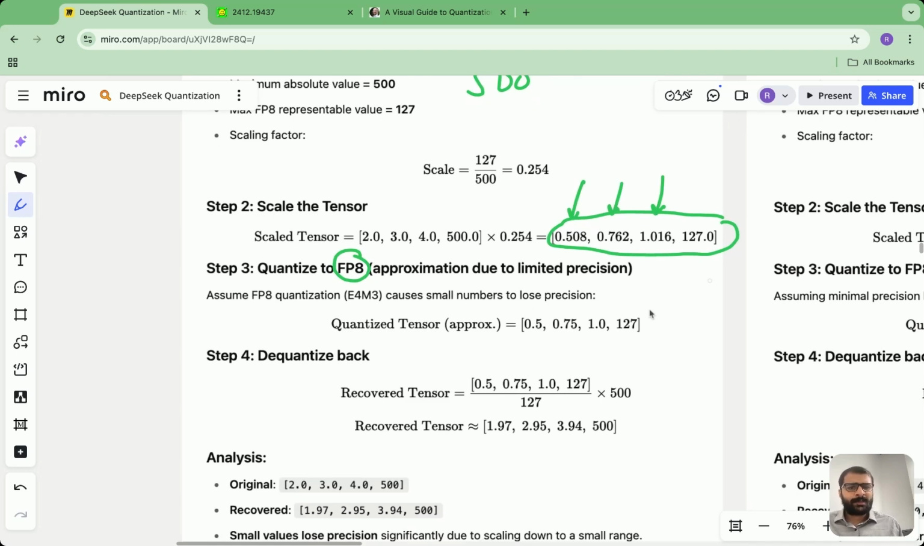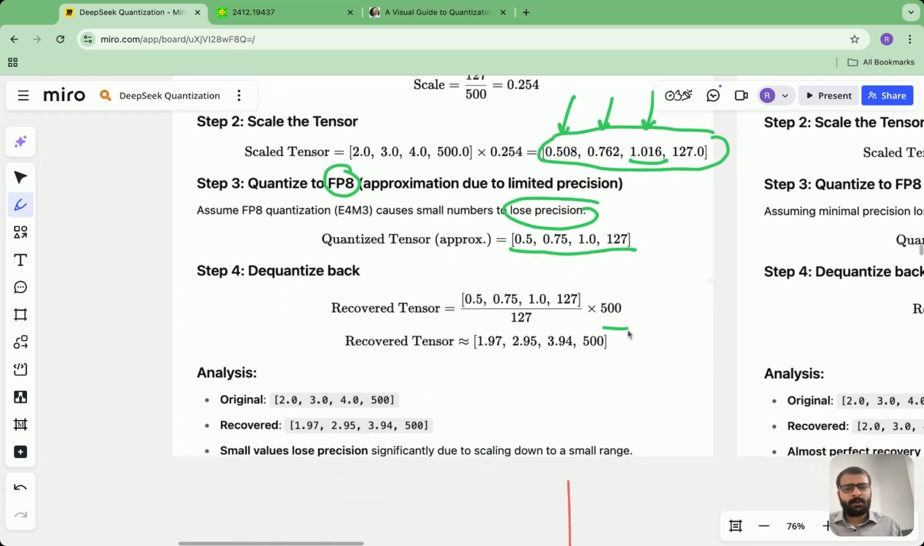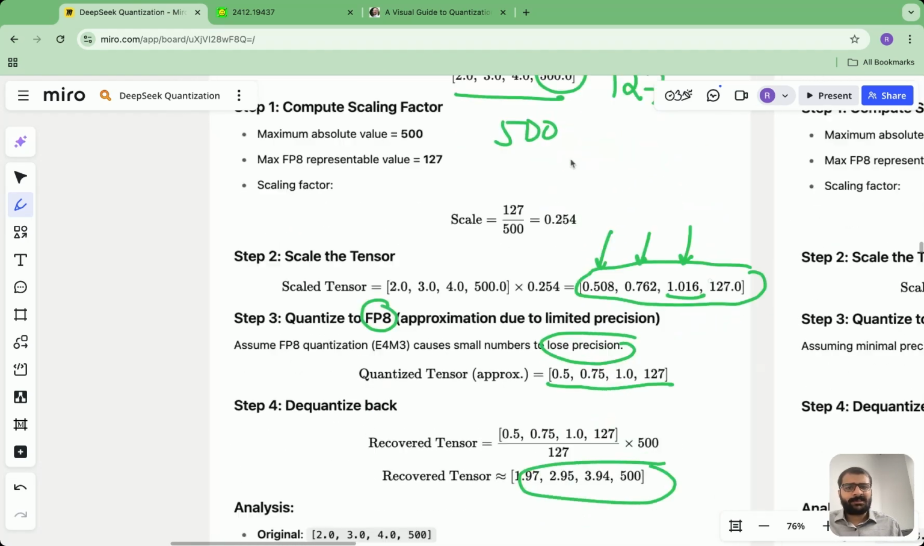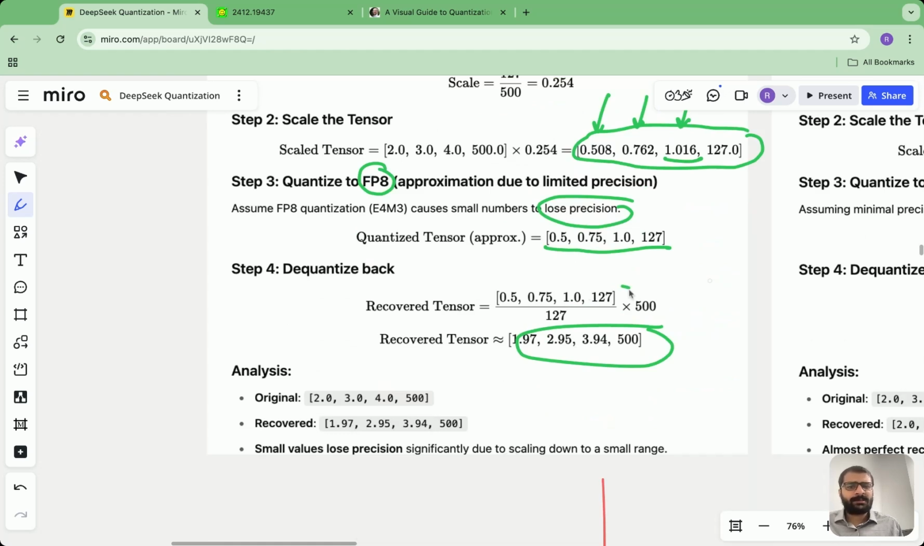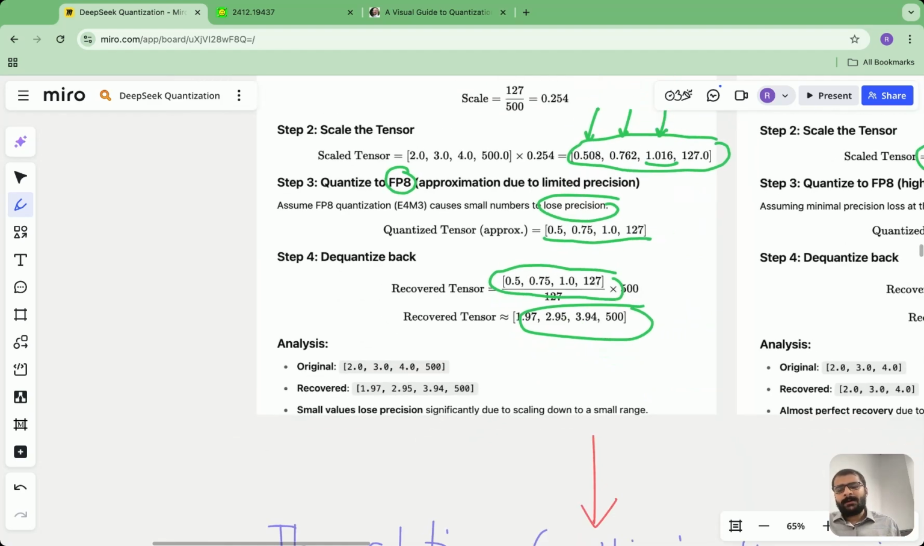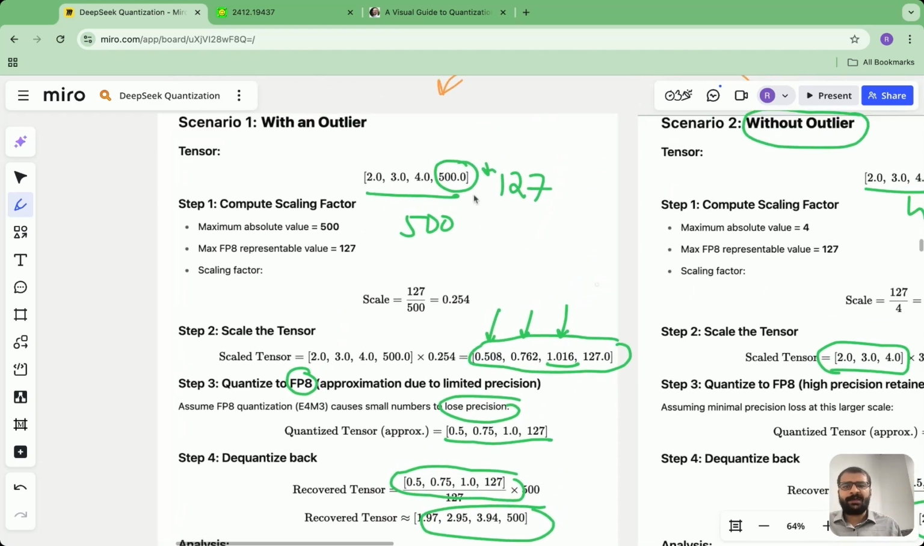So these numbers, when you actually quantize them, become like this. 0.508 loses its precision and becomes 0.5. 0.762 loses its precision and becomes 0.75. 1.016 loses its precision and becomes 1. So the quantized tensor loses its precision. And when you dequantize back, you get numbers which are different from the original set of numbers, because the quantized version has lost its precision. This is the main issue with having outliers.